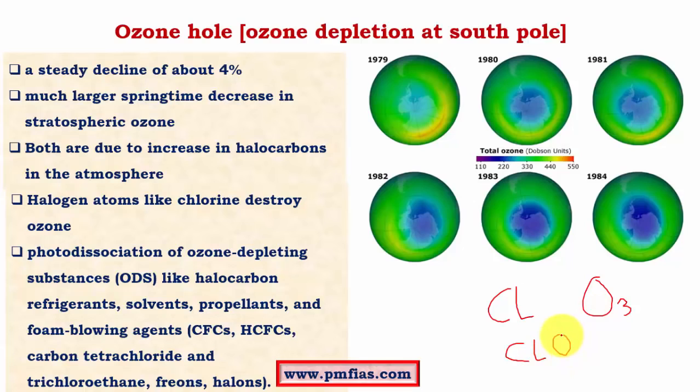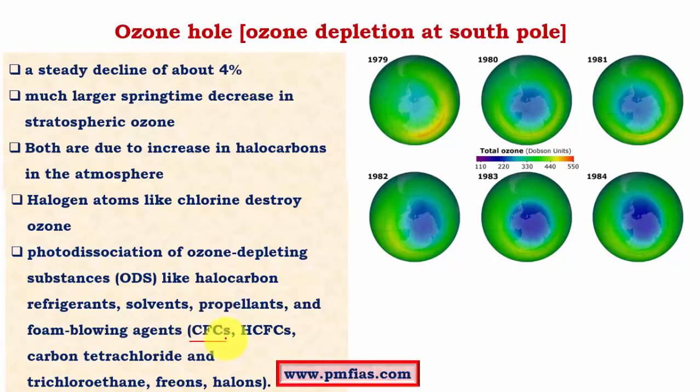Hence Cl gets converted into chlorine monoxide. In such a case, the ozone is depleted, so the ozone is broken into O and O2. This particular kind of reaction leads to depletion of ozone. So this is how ozone depletion occurs under the influence of halocarbons. Halocarbons are nothing but hydrocarbons with halogen atoms, and halogens are very reactive non-metallic elements like chlorine, bromine, etc.